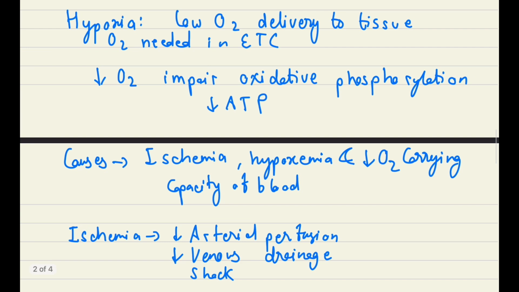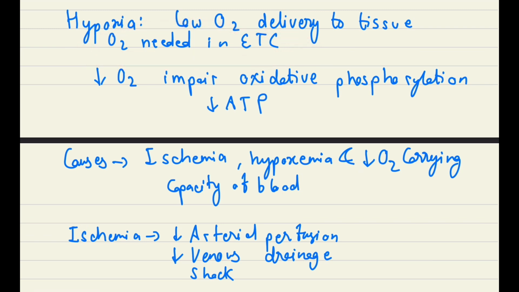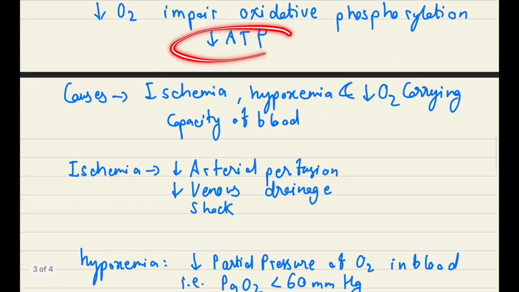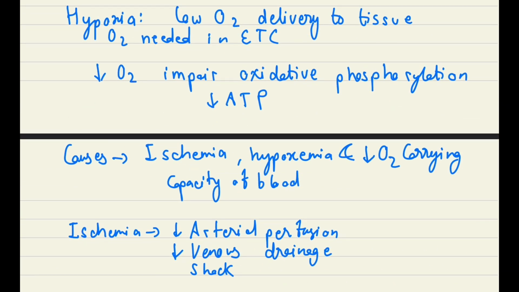Let's discuss a bit about hypoxia. What is meant by hypoxia? It means there is low oxygen delivery to tissue. It is an important cause of cellular injury, as I have already told. Oxygen is the final electron acceptor in the electron transport chain of oxidative phosphorylation. So oxygen is needed in the electron transport chain. But if there is lack of oxygen, it impairs oxidative phosphorylation, due to which there is decreased ATP, and due to lack of ATP, it leads to cellular injury. I will talk more about it later in this topic.